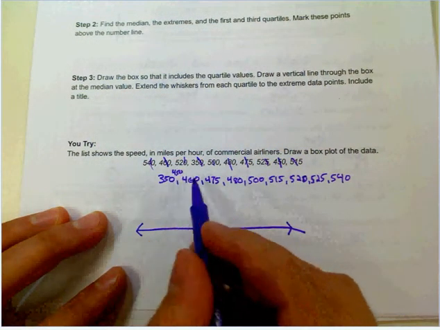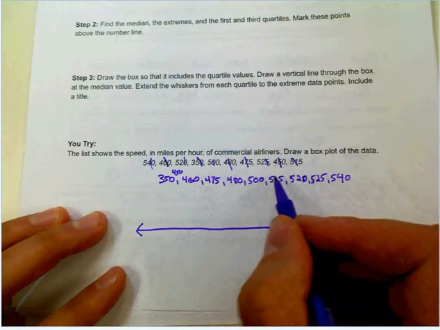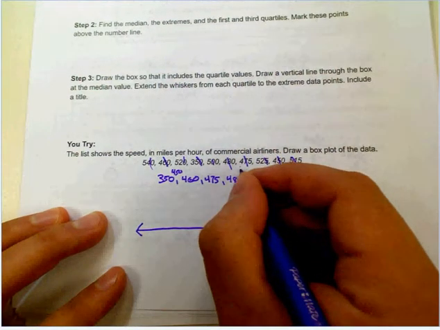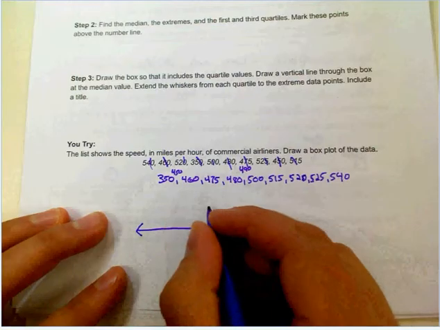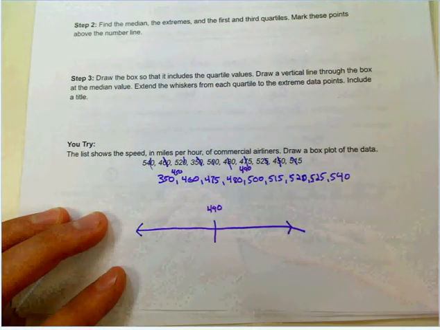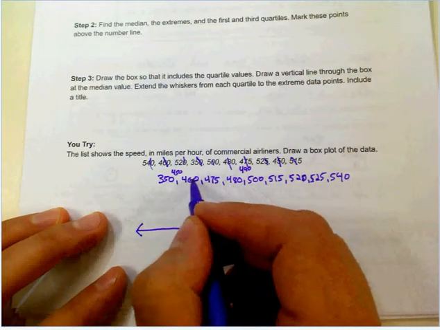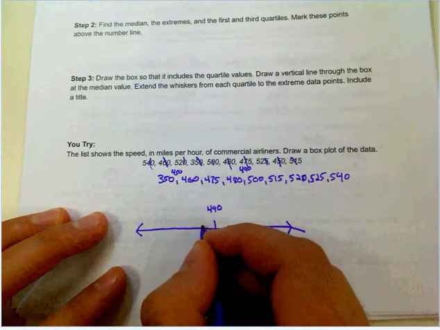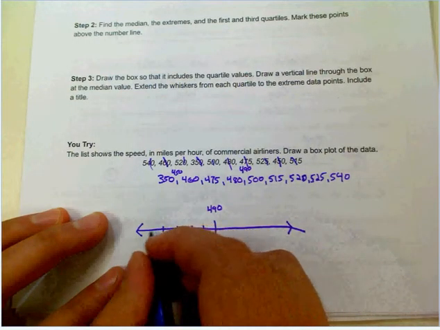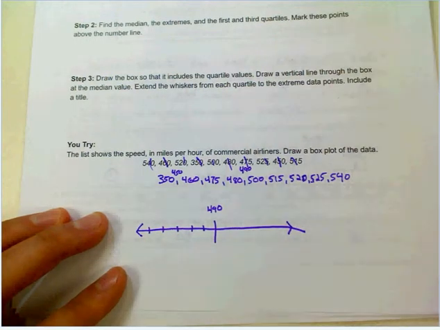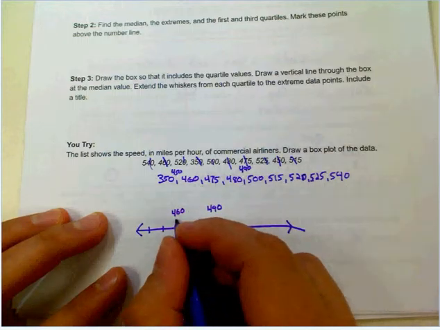So we have 10 numbers. The middle of this is 490, and that's my median. Now we find my quartile. Counting down from 490: 480, 470, 460, 450, 440. So 460 is my Q1.